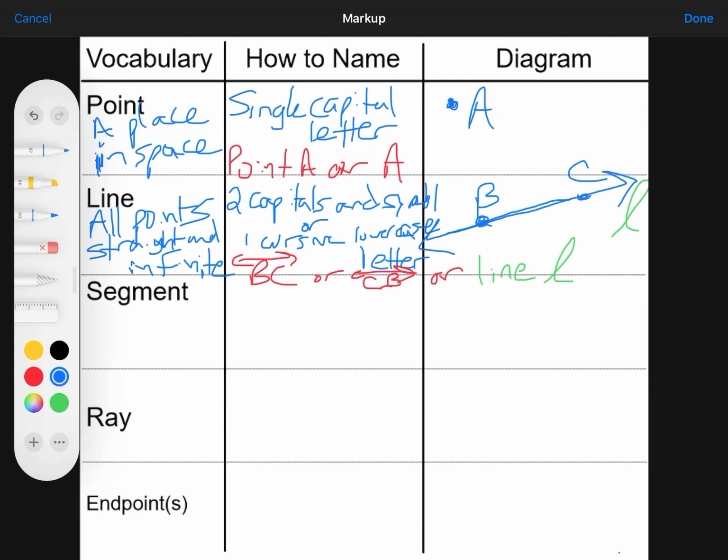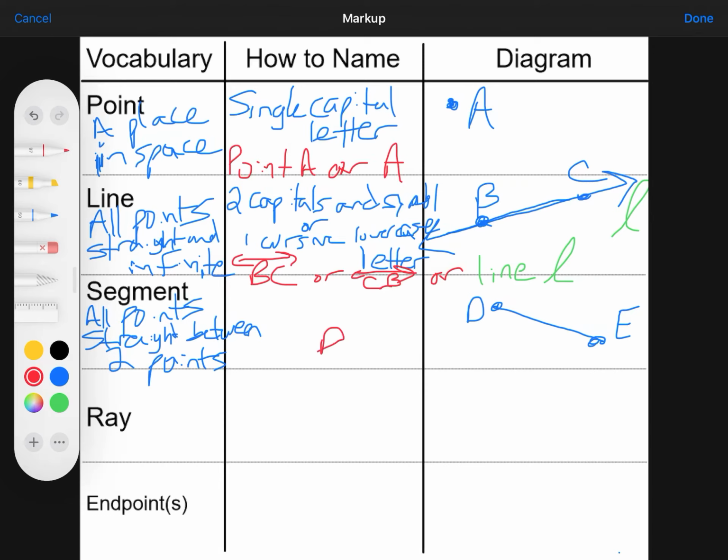All right, the segment is all points that are straight. Wow, bad spelling. Excuse me. All points straight between 2 points. So unlike a line that goes on and on forever, a segment will just stop. And we'll name it the same idea with 2 letters and a symbol above it. And again, the order of the letters doesn't matter.